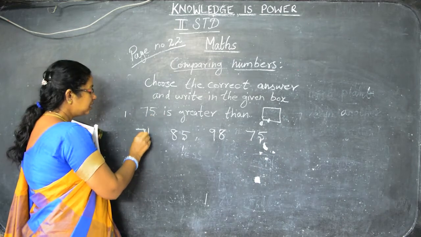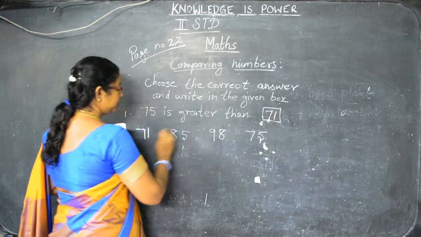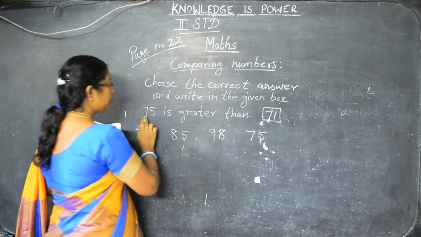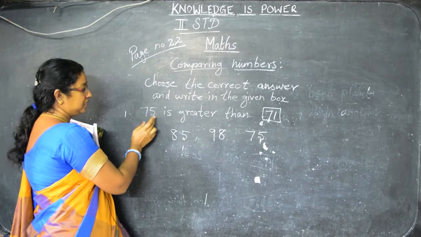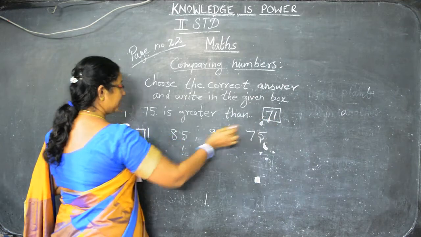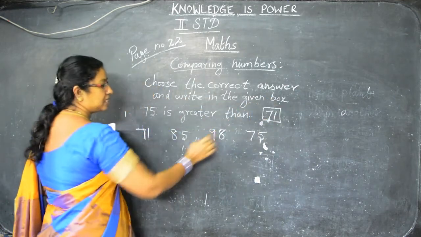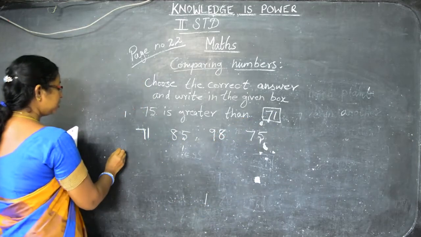Then see here 71. 71 if you write here means this will be small number, then 75 will be greater number. See, 75 is greater than 71. 75 தான் பெருசா இருக்கு 71 விட. சரிங்களா? 71 smaller number. Now second one.